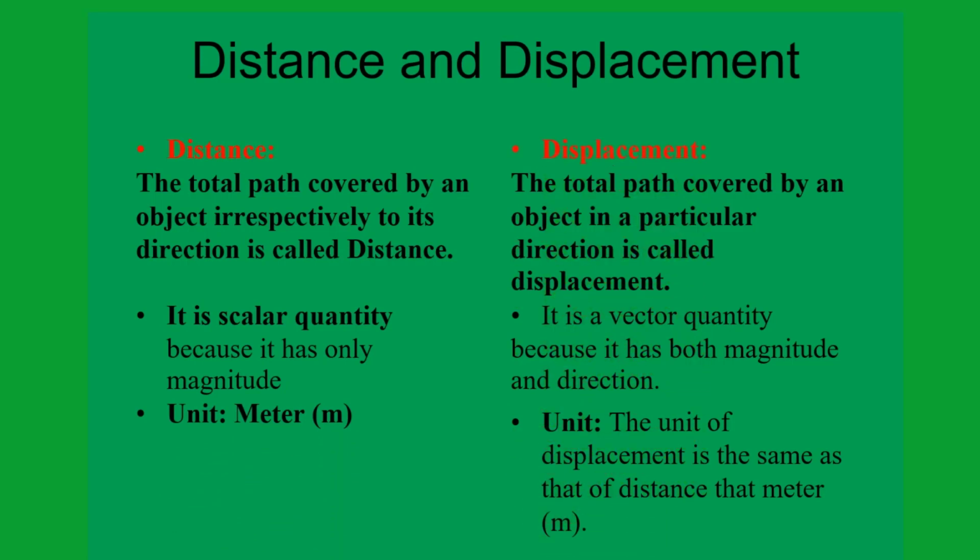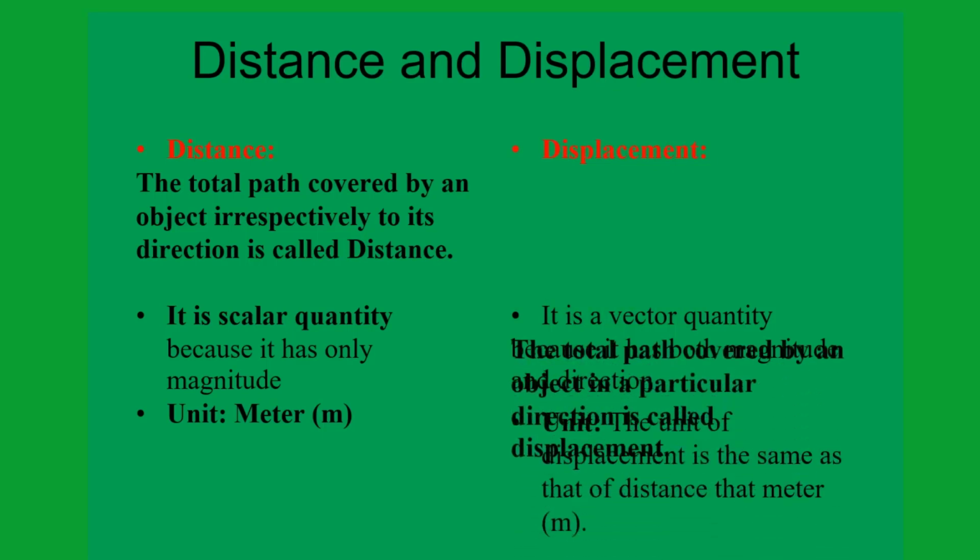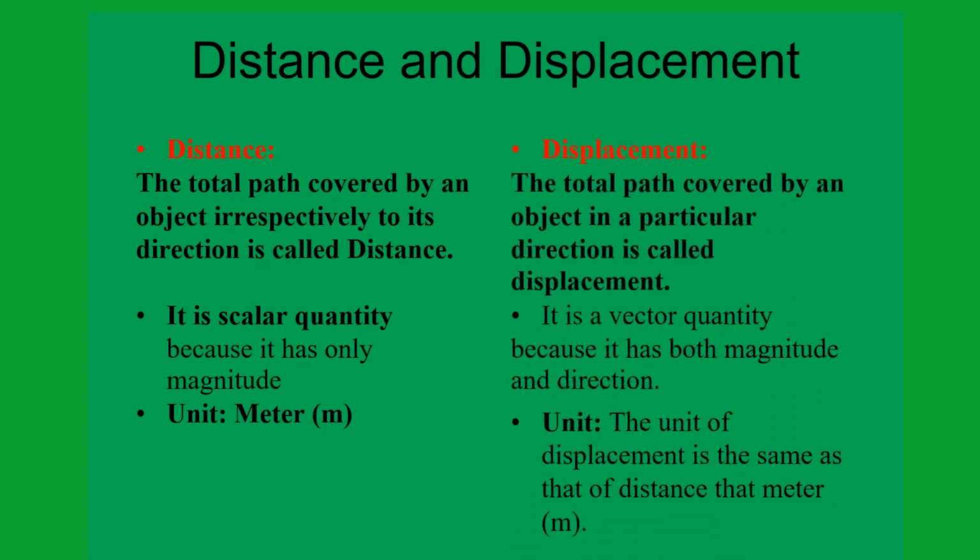So, the major difference between distance and displacement is, distance is a scalar quantity because it has only magnitude, and displacement is a vector quantity because it has both magnitude and direction.